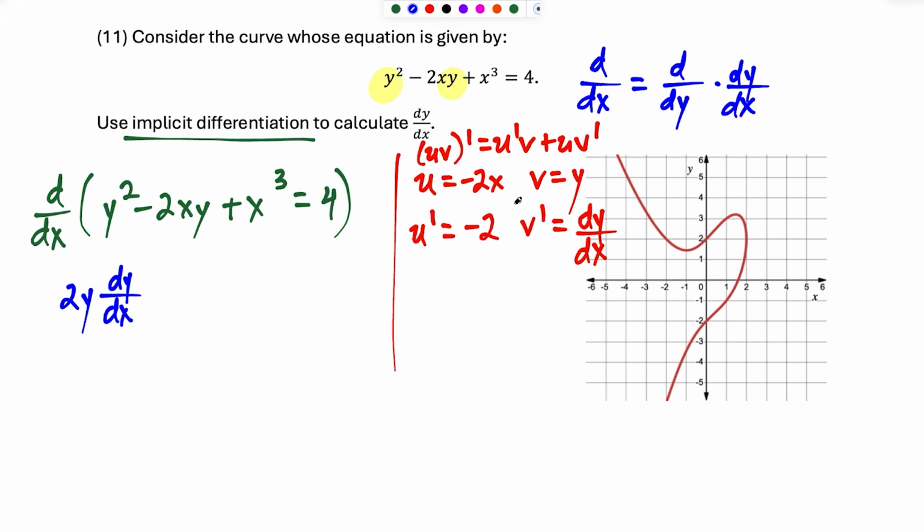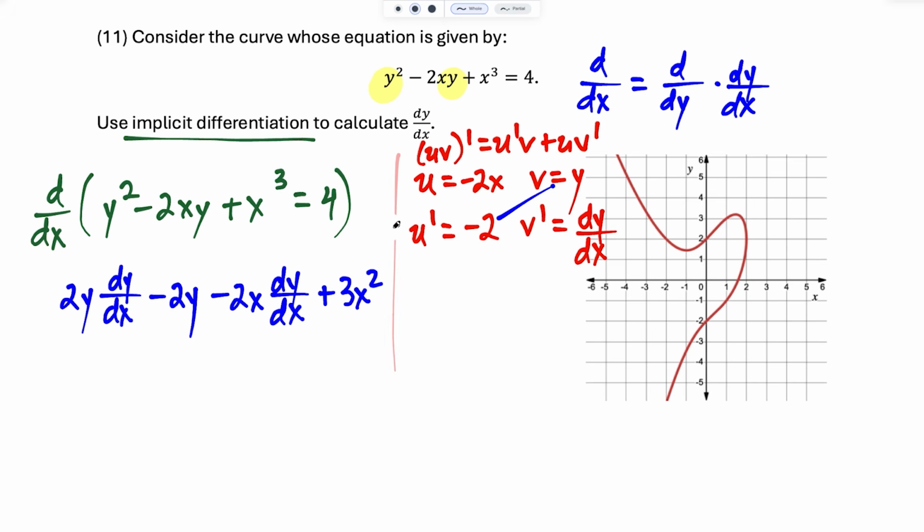So we're going to have u prime v giving us negative 2y, because I'm doing negative 2 times y. And then I'm going to have negative 2x times dy dx is minus 2x dy dx. And then after this, we have the derivative of x to the third is 3x squared. So we're just going to write plus 3x squared. And now I could set all of this equal to 0.